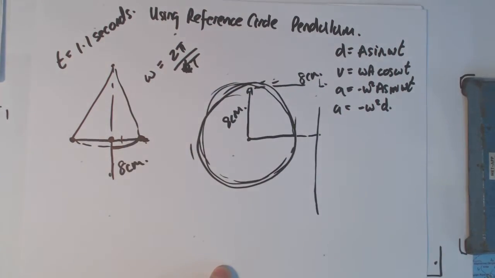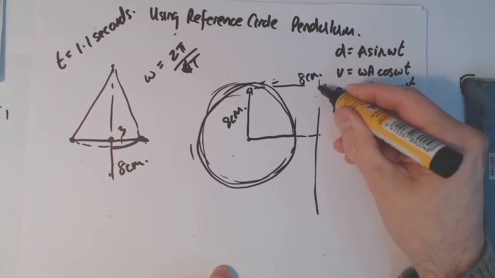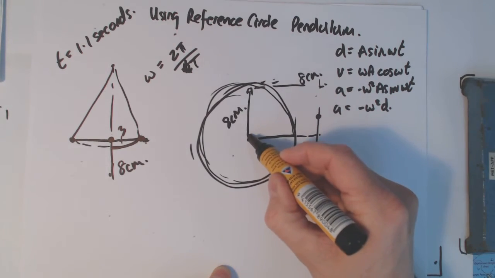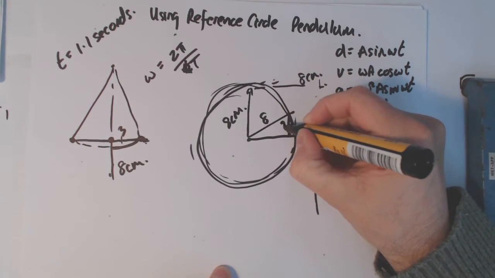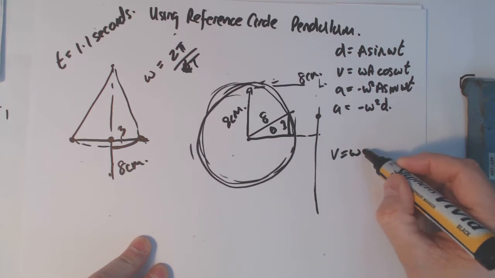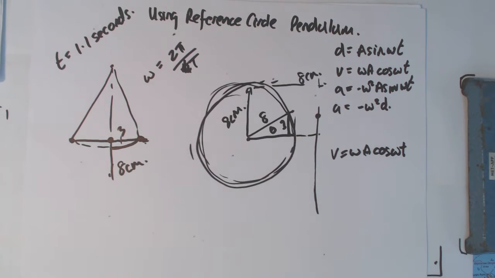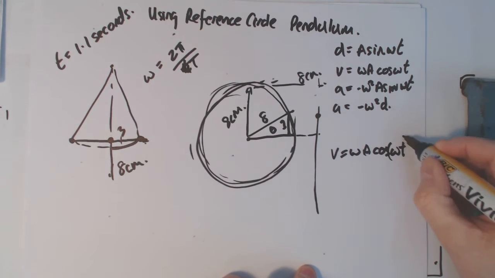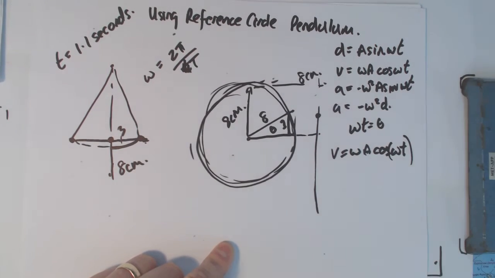We're asking for it at 3 centimeters, what the velocity is. If that's 8, that's going to be about 3 there. So on our reference circle, this needs to be 3, and this needs to be 8. We want to use the equation v equals omega A cos omega t. We need to calculate that as an angle. Now omega t equals theta, because omega is theta divided by t. So omega t equals theta.